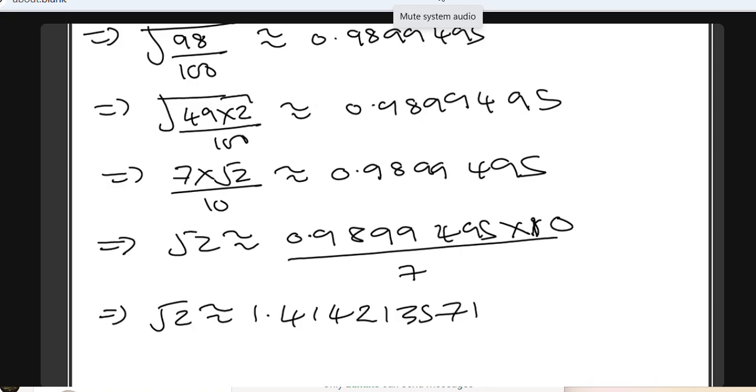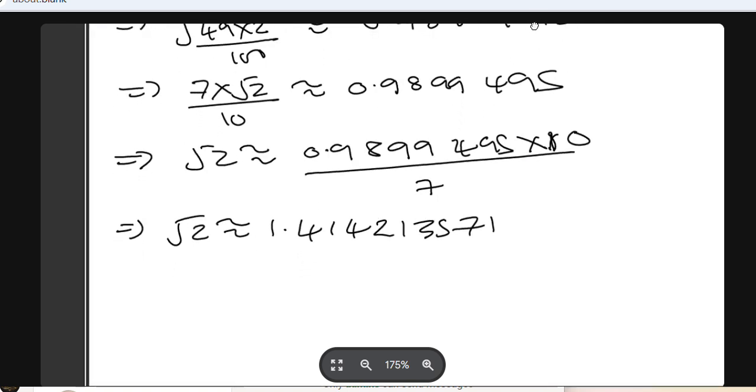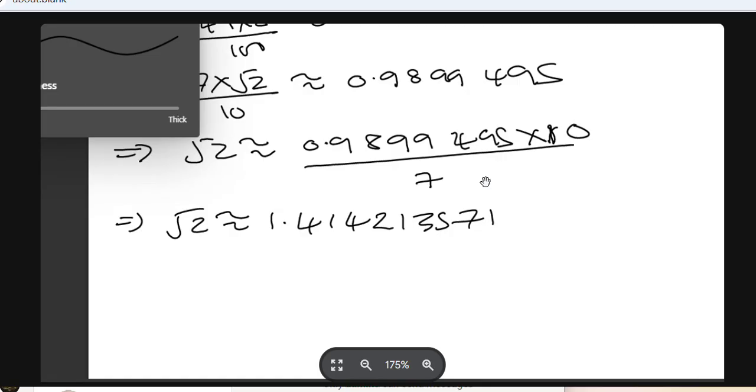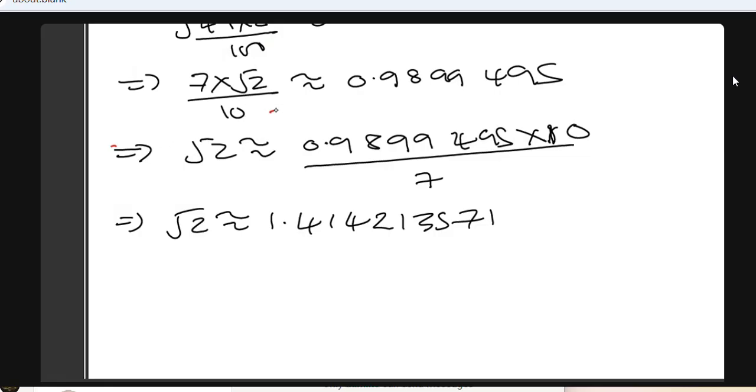Yes, Emmanuel. I'm confused on the second last part, how is the 7 moving from up to down? Oh, so here we cross multiply. We multiply this. That's why we have the 0.7 multiplied by 10. Then definitely you have to divide by 7 on both sides. Okay, thank you, sir.